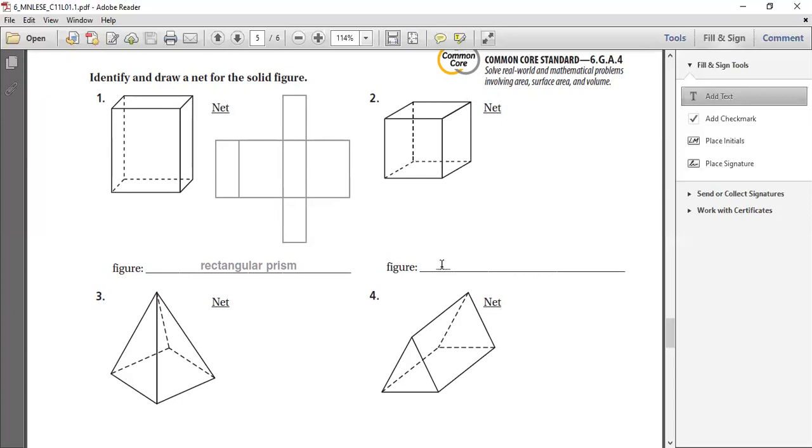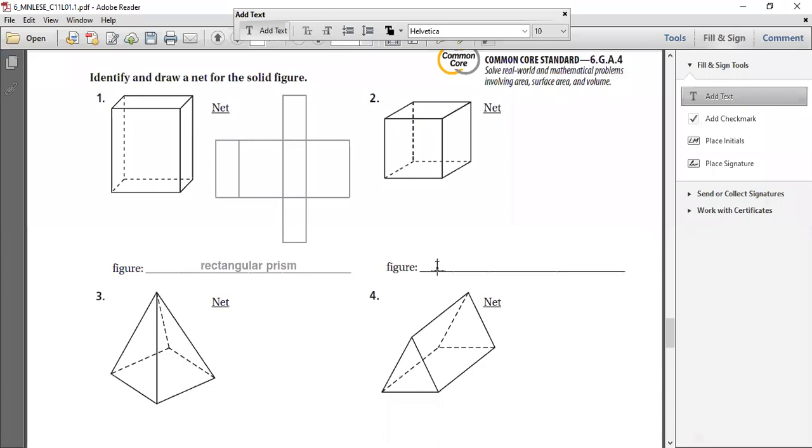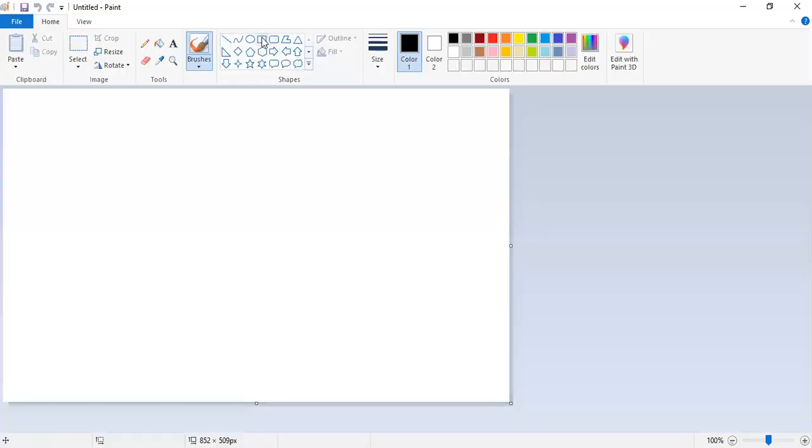Now first let's write the name for this figure. It's a cube, as usual. Let's draw the net. Now, how do you always start? Start by drawing the base. So let me go back to the other program. The bases were two squares, so let's draw one of the bases.